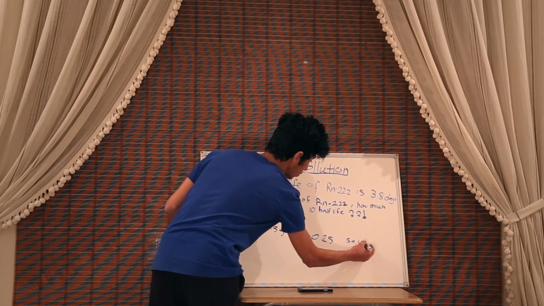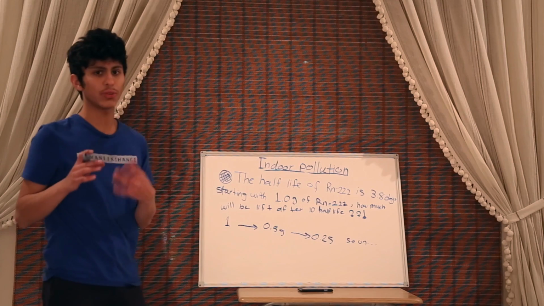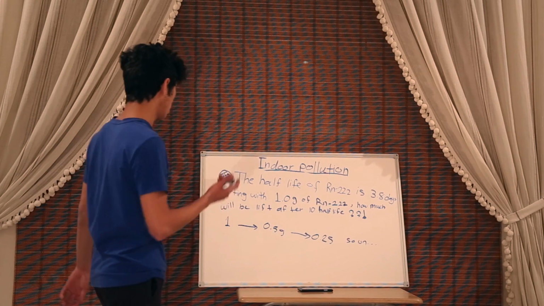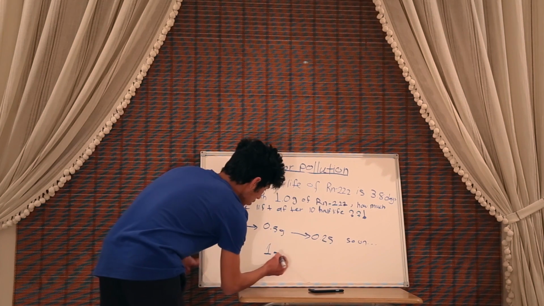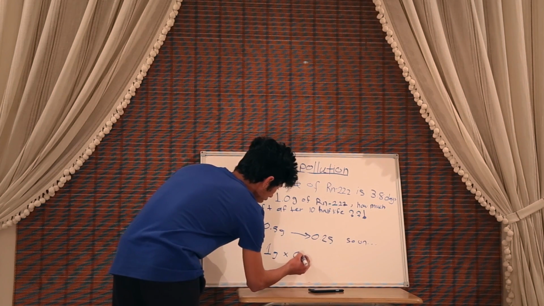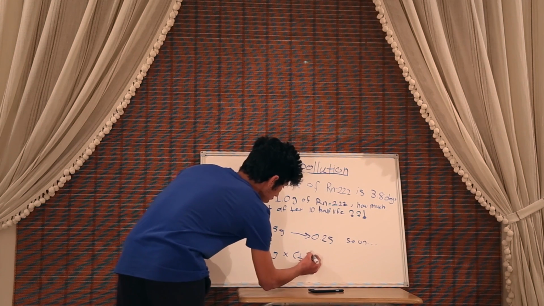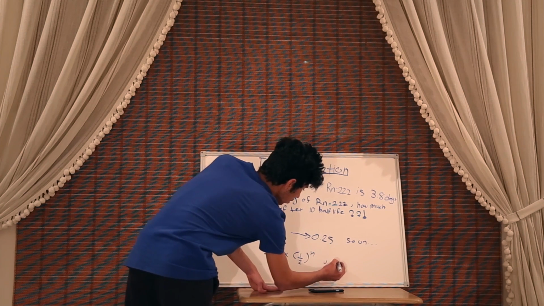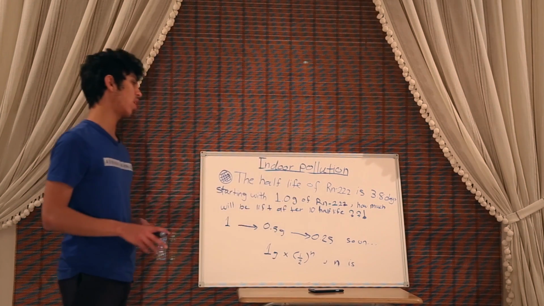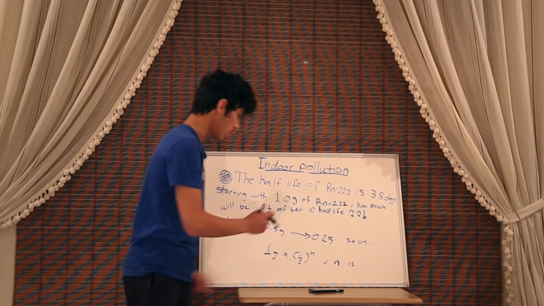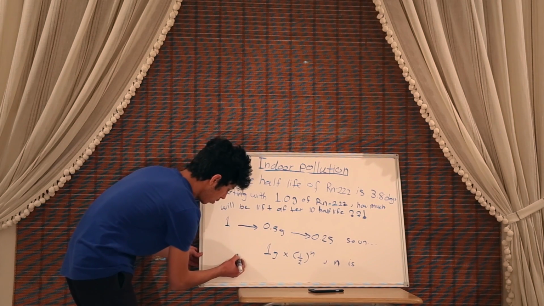Okay, so we can consider it as a sequence by using the relation 1 gram multiplied by one half to the power n, where n is the term which is the half-life. So for the first half-life we substitute n by 1, and for the second half-life we substitute it by 2, and so on.